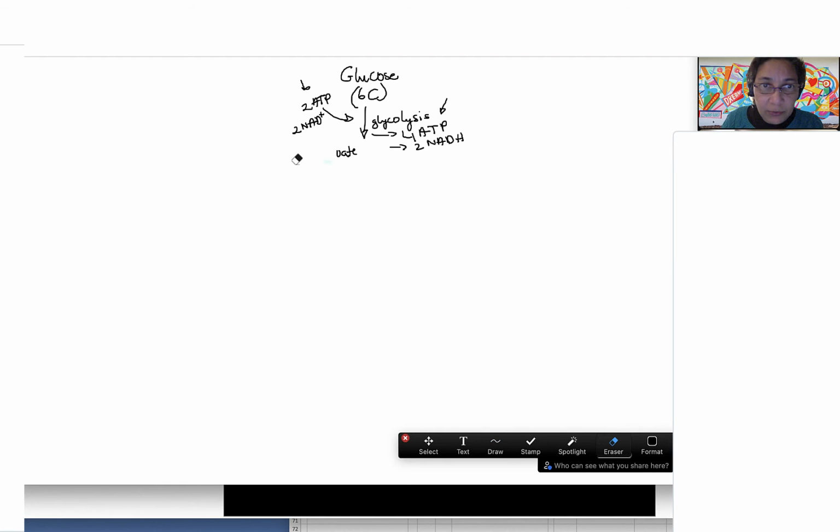And actually what I'm going to do, I'm going to put this in a different color here. Okay. I'm going to put the yield in blue. So we're going to get 2 pyruvate plus 2 molecules overall of ATP plus 2 molecules of NADH. So far, so good? Okay.